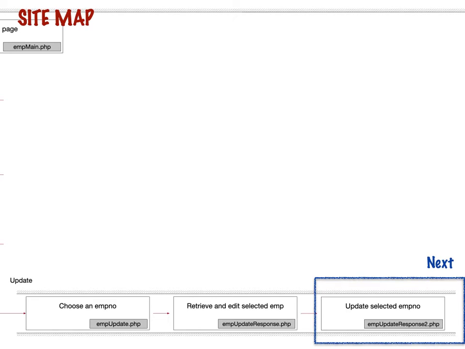And what comes next is to actually take those changes, put them back into an SQL update statement, send that off to the database, so the database table is updated. And that's what happens in this third file here, emp update response 2.